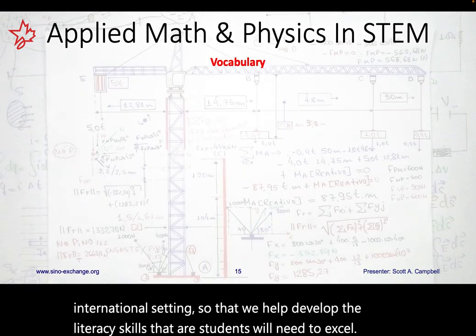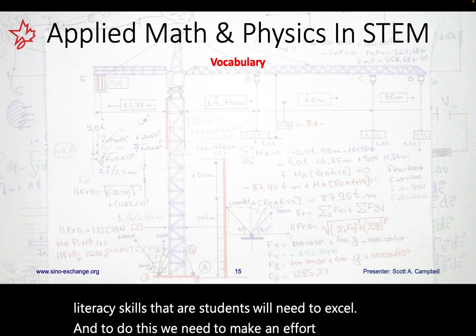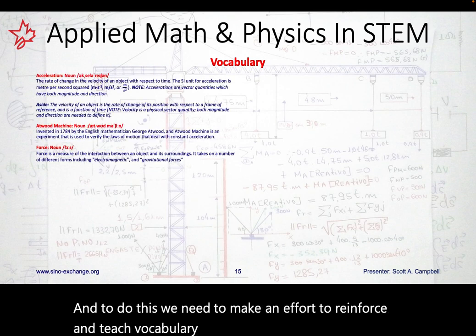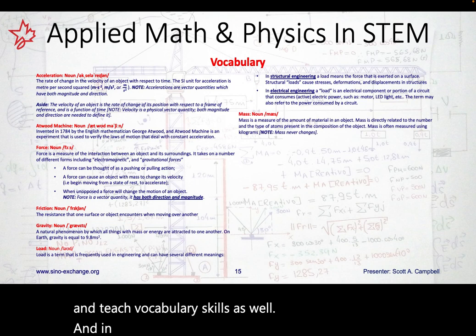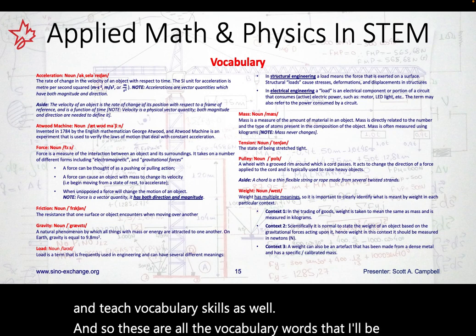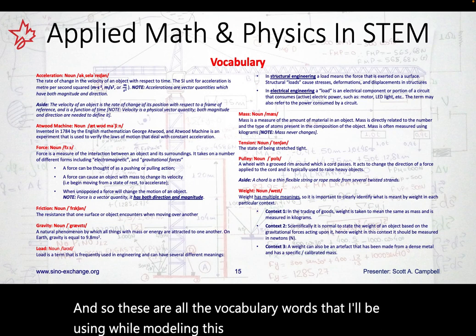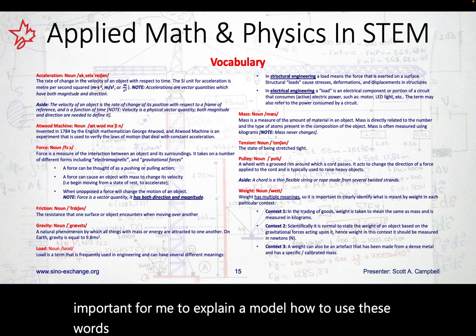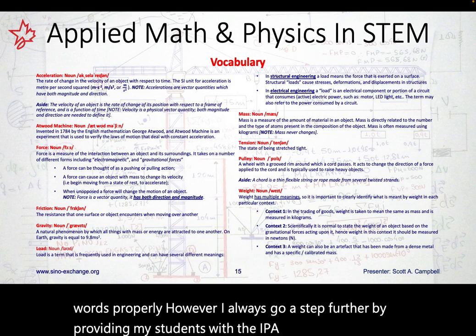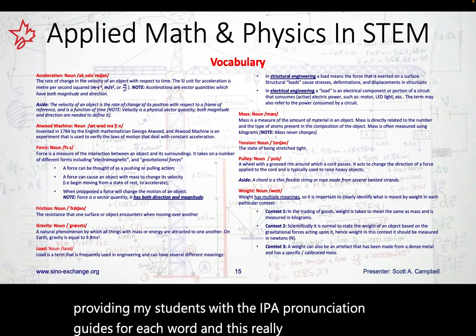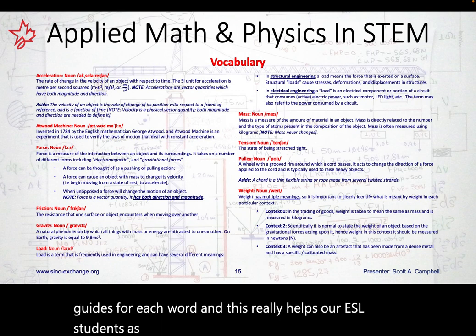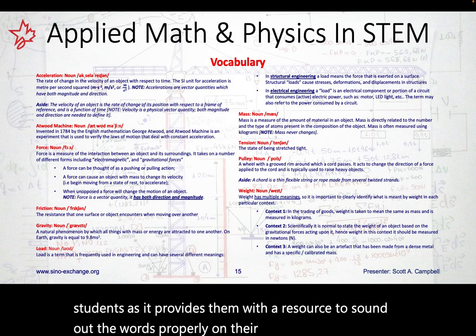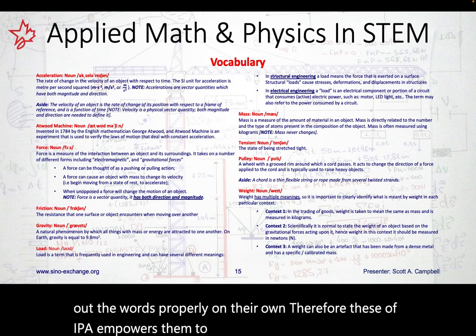And to do this, we need to make an effort to reinforce and teach vocabulary skills as well. And so these are all the vocabulary words that I'll be using while modeling this extended project. Now, it's important for me to explain and model how to use these words properly. However, I always go a step further by providing my students with the IPA pronunciation guides for each word. And this really helps our ESL students as it provides them with a resource to sound out the words properly on their own. Therefore, the use of IPA empowers them to become autonomous, self-directed learners.